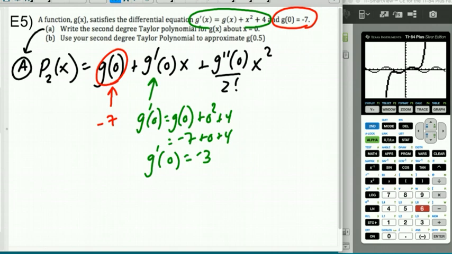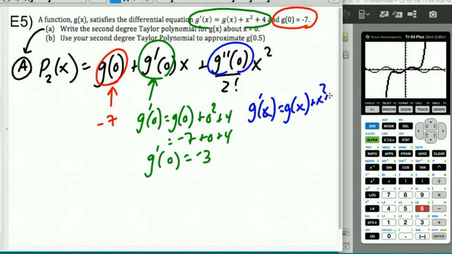The trickiest one to find is going to be g double prime of 0, right? Because I'm going to have to differentiate, right? So to find g double prime of 0, I'm going to have to start with g prime of x equals g of x plus x squared plus 4, and I'm going to differentiate. So g double prime of x is going to be g prime of x plus 2x.